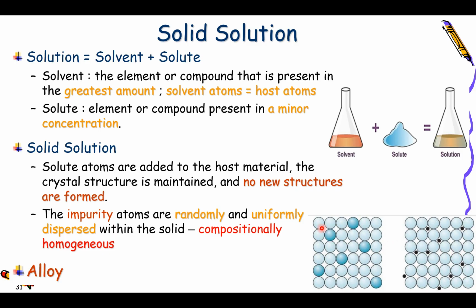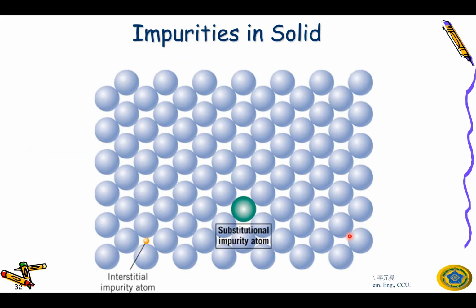And another thing is that a solid solution is sometimes called an alloy. If you have two metals together, metal A and metal B, this will be called an alloy. So the impurities in a solid, like this, are called substitutional impurity atoms, right? And this is called interstitial impurity atoms. Okay, and if you have more, then it becomes a solid solution.